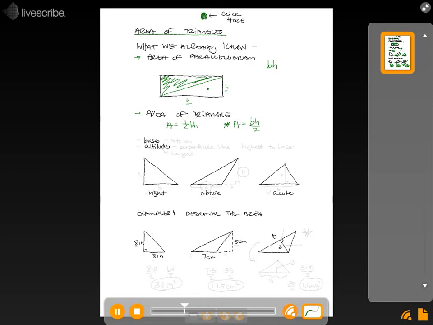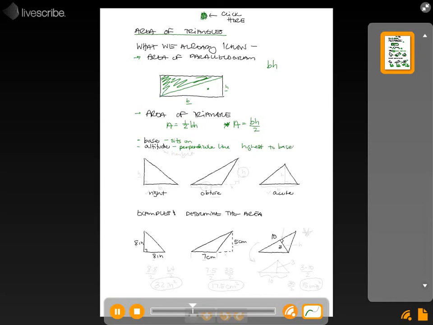Now, there's two vocabulary words. We need to know the base, which is what the triangle sits on. And then you need the altitude, which is a perpendicular line from the highest point to the base.